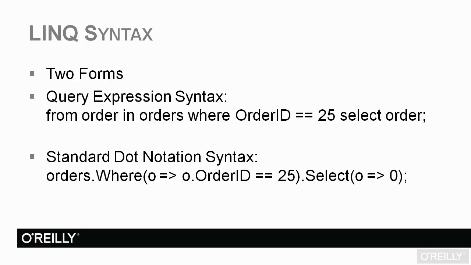The other form of syntax is a standard dot notation syntax, where we have orders, which is going to be our collection that we've already established, and dot where, and this is where we create the where clause, and we use a lambda expression for that where clause. So our order ID has to equal 25, and then dot select, and we again use a lambda expression. In this case, we're going to return all of our orders.